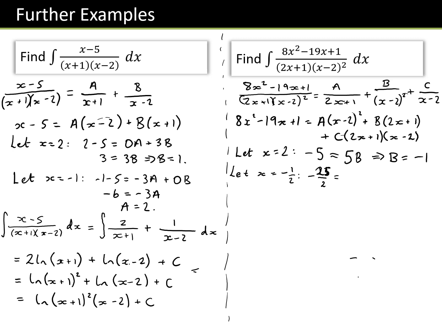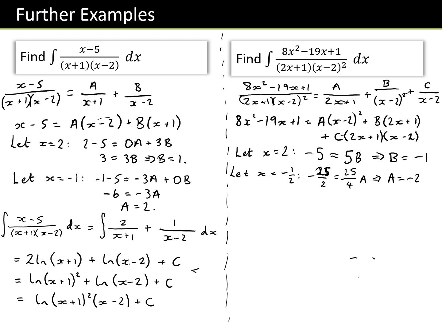Okay, when you sub minus a half in, you'll get a plus here. I didn't put the plus. Okay, now here it's minus a half minus 2 squared. So minus a half minus 2 squared, that's the same as 25 over 4. So if you solve that, A is going to be minus 2. Now, we know what B is, we know what A is, however, we don't know what C is.